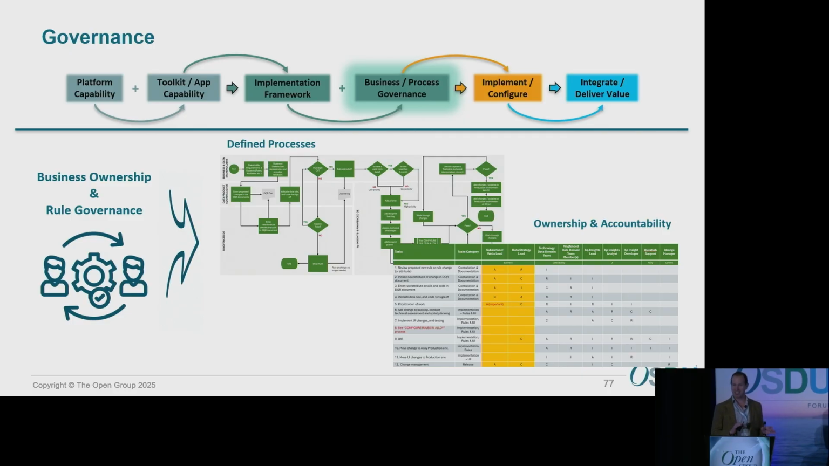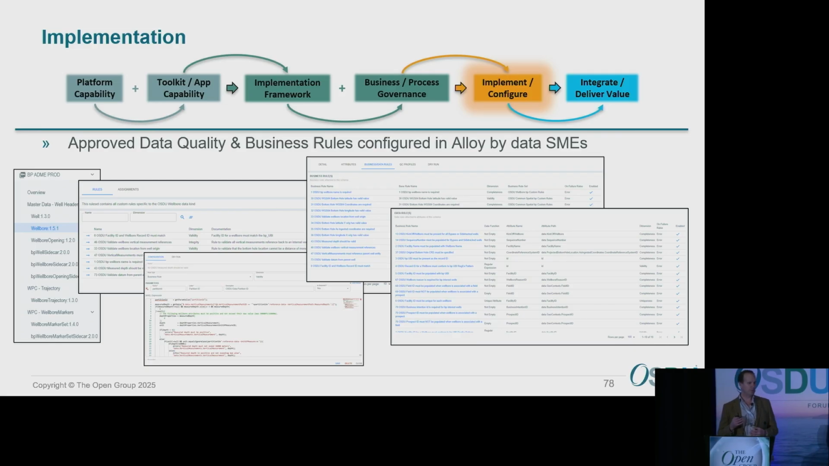I'm flying through this. This is a significant piece of work, by the way. Once we've got that established, we can then create our data quality rules in Alloy. Here's some screenshots. We've been doing that over the last few months. This is what it looks like.